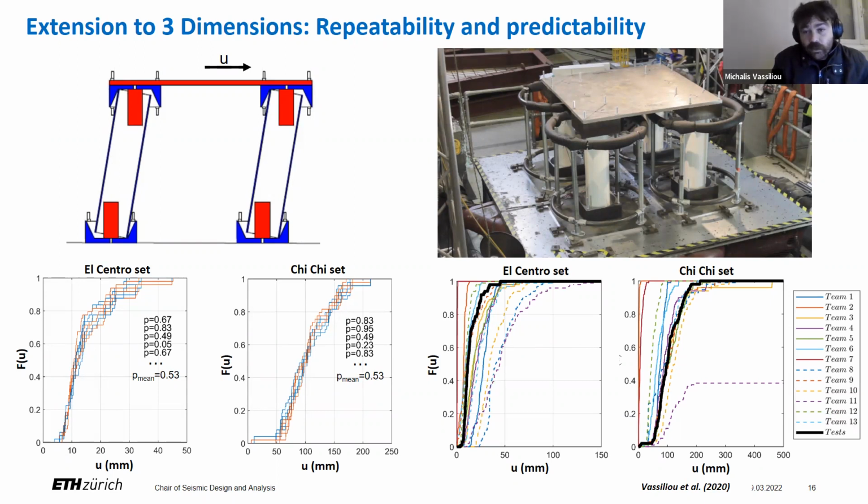The best model was the one from the group of Professor Christopoulos from the University of Toronto that used finite elements. That was team 9, the dashed orange line. And the second best was the one from the group of Professor De Jong from Berkeley that used discrete element models, and that is team 3, this line here.